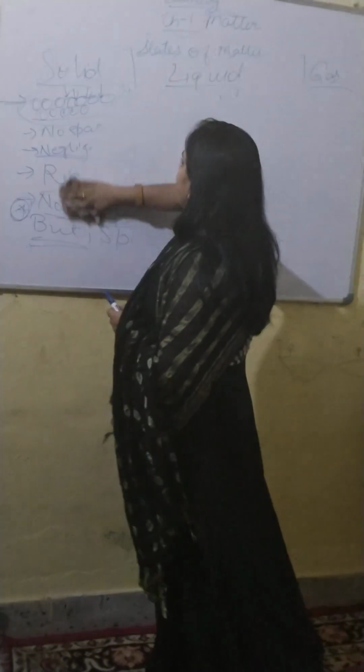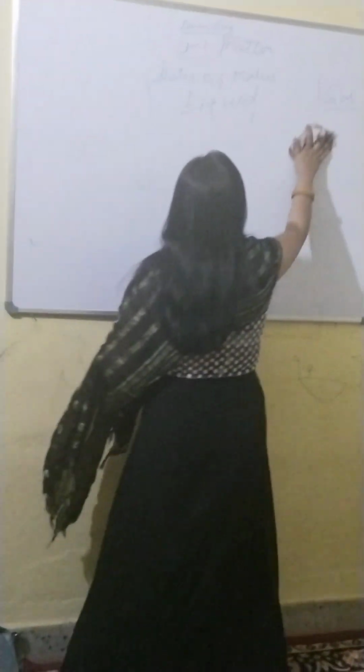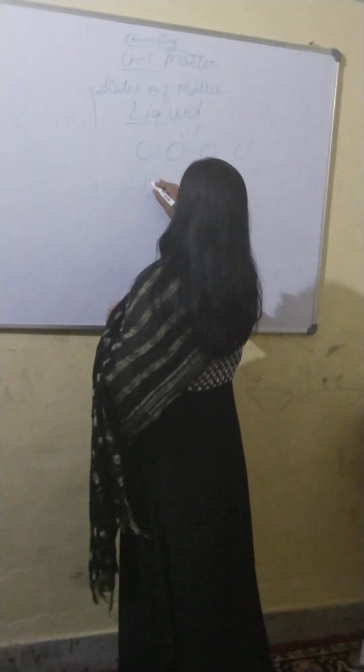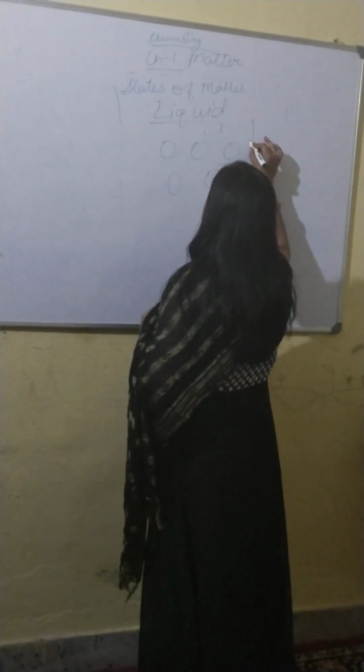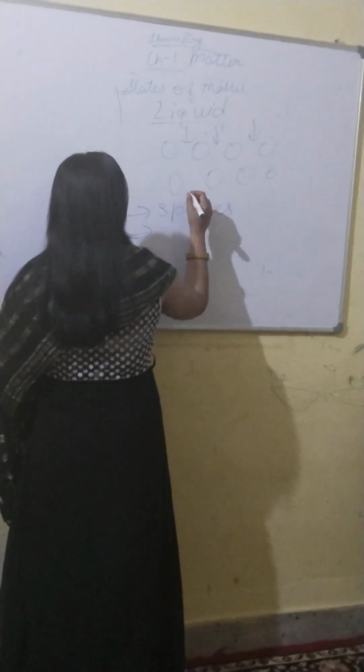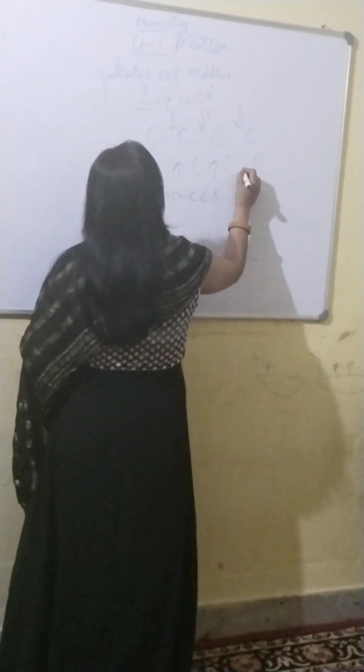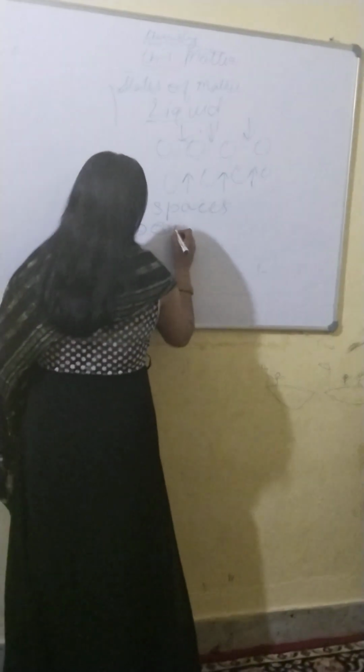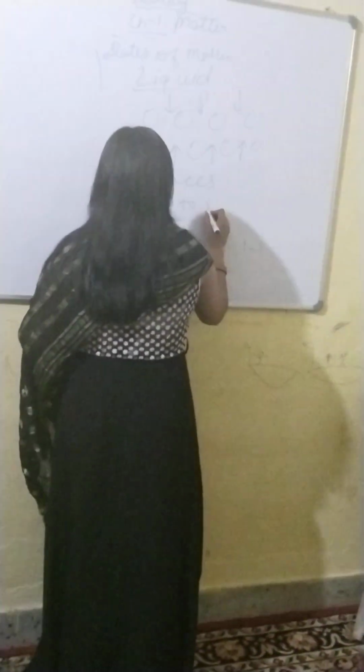Coming to liquid. What happens with liquid? In liquid, there are some spaces. Liquids are arranged like this, so they have some spaces. So we can say liquid has spaces. So they are easy to move. Yes, they are easy to move.